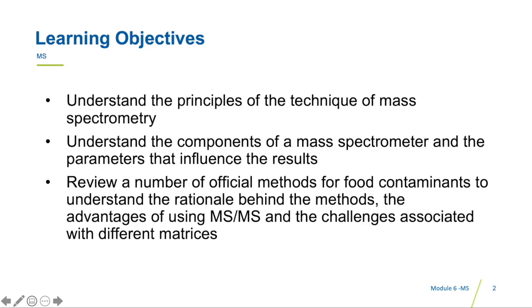The learning objectives of this module are to understand the principles of mass spectrometry as a measurement technique, to understand the components of the system itself, the mass spectrometer, and the parameters that influence the results. The focus will be placed on a selection of parameters that are key elements of food safety methods. Finally, we will review a number of official methods for food contaminants with the objective to understand why mass spectrometry, both single quadrupole and tandem quadrupole, have become so important for the food safety laboratory.